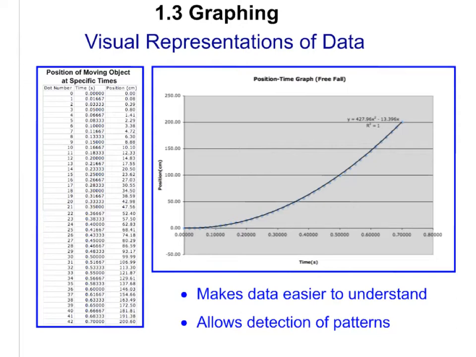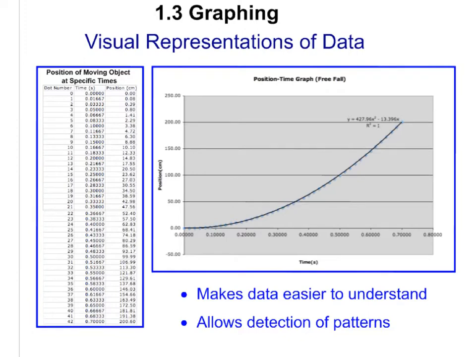First of all, what if we took all this data? We drop an object, and we record all this information. This column here represents the time in fractions of a second, and at that particular time, this is the position that object has traveled down in centimeters. What if we had all this information just spread across the page? What a mess.